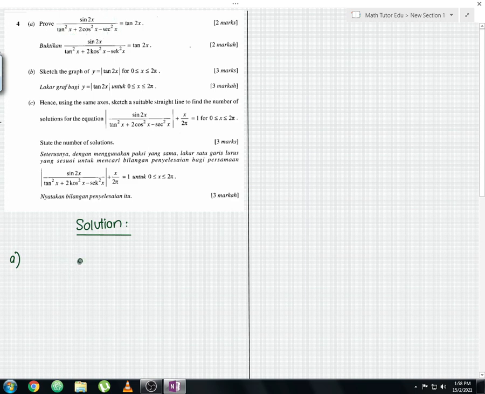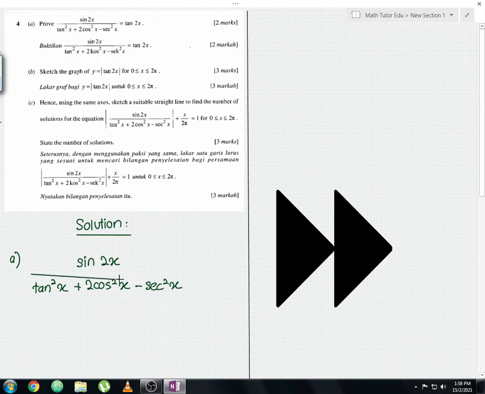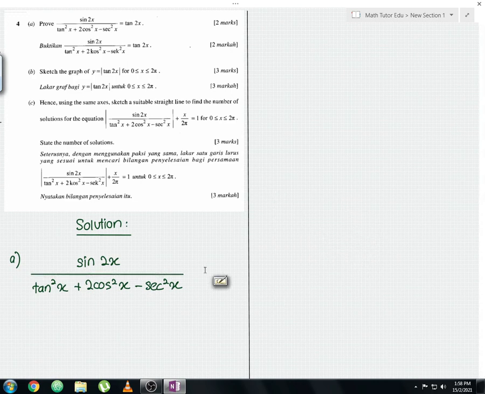So from here, sine 2x divided by tangent square x plus 2 cos square x minus secant square x. Okay, let me underline the fraction. For the next step, this tangent square x and minus secant square x, we can simplify them by using the basic trigonometric identities, guys.